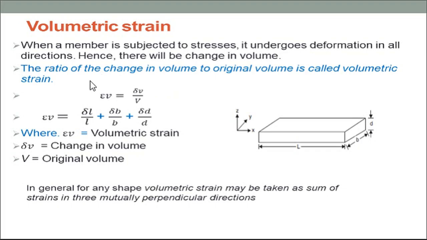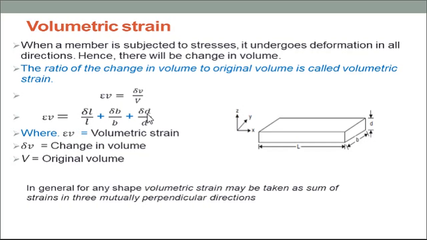So if you define the volumetric strain, the ratio of change in volume to the original volume is called a volumetric strain. Symbolically it is represented by epsilon v. So epsilon v equals delta V divided by V, where delta V is the change in volume and capital V is the total volume. We can also write delta L in the x direction. Suppose extension takes place L, so delta L is the change in extension, plus delta B is the change in lateral dimension in the y direction, and delta D, suppose the depth in the third direction.